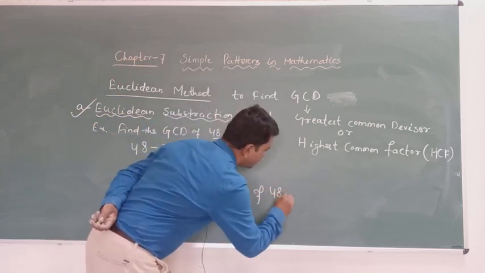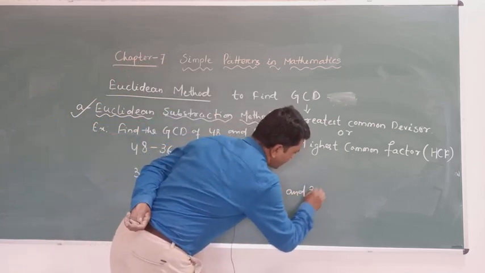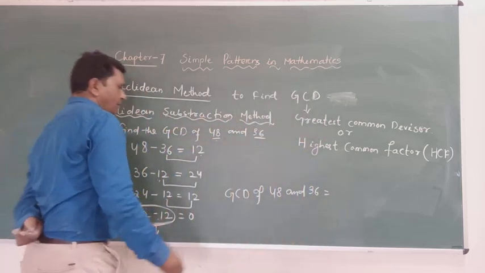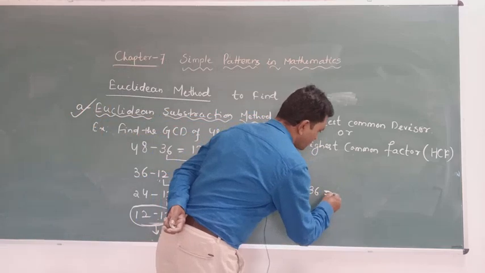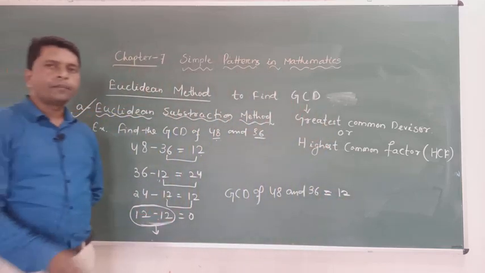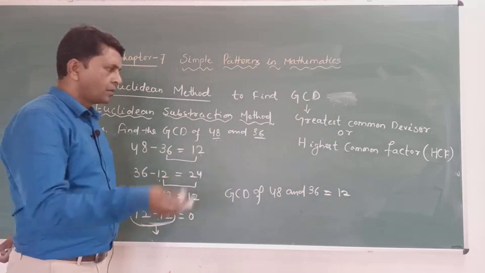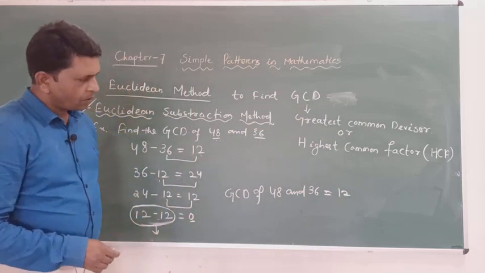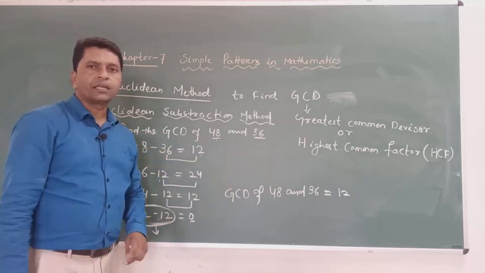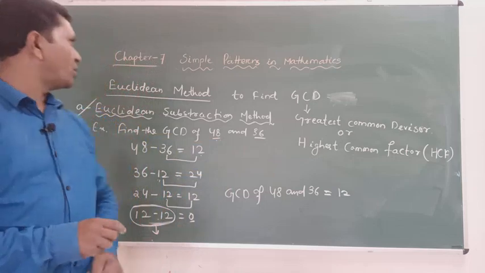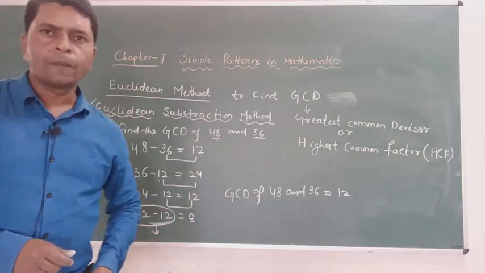So the GCD of 48 and 36 is equal to 12, the number subtracted from itself to get 0. So GCD of 48 and 36 is 12. This is your Euclidean subtraction method.